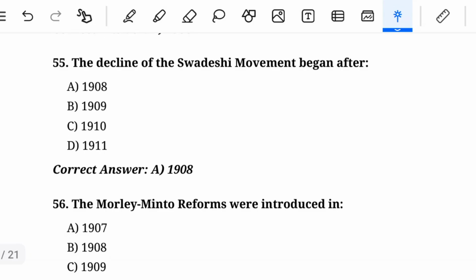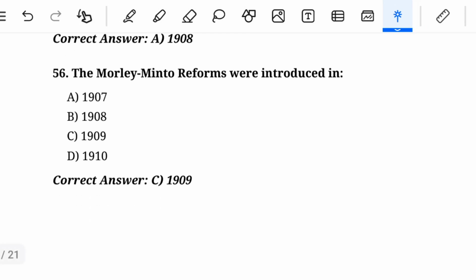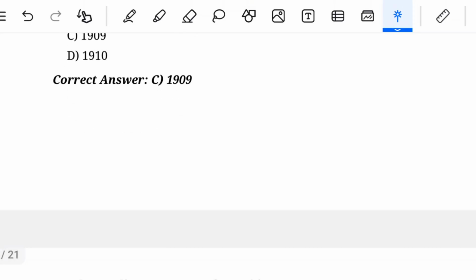55. The decline of the Swadeshi movement began after: A. 1908, B. 1909, C. 1910, D. 1911. Correct answer, 1908. 56. The Morley-Minto reforms were introduced in: A. 1907, B. 1908, C. 1909, D. 1910. Correct answer, C. 1909.